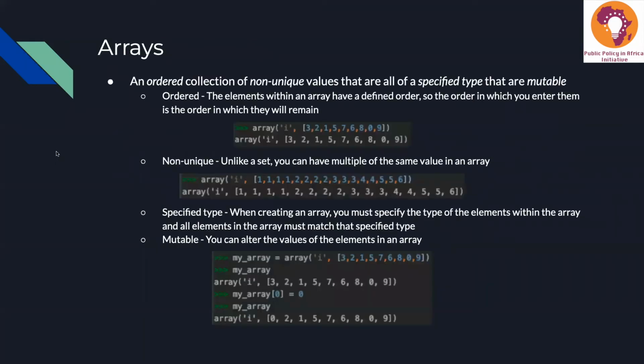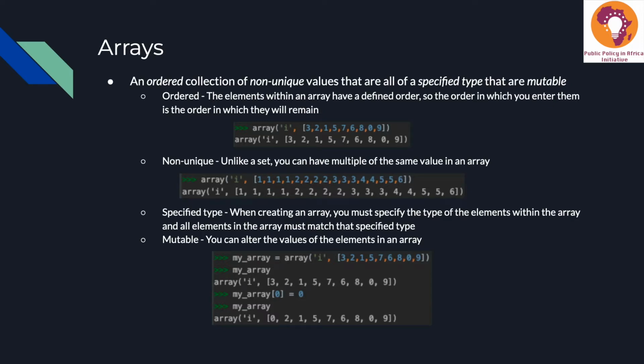All right, so we're going to start out talking about arrays. So arrays are an ordered collection of non-unique values that are all of a specific type, and they are mutable. A lot of people, when talking about Python, will consider arrays and lists to be the same thing. There's actually a whole package in Python around arrays, and the arrays are slightly different in that they have a specified type. But we'll dive more into that later.